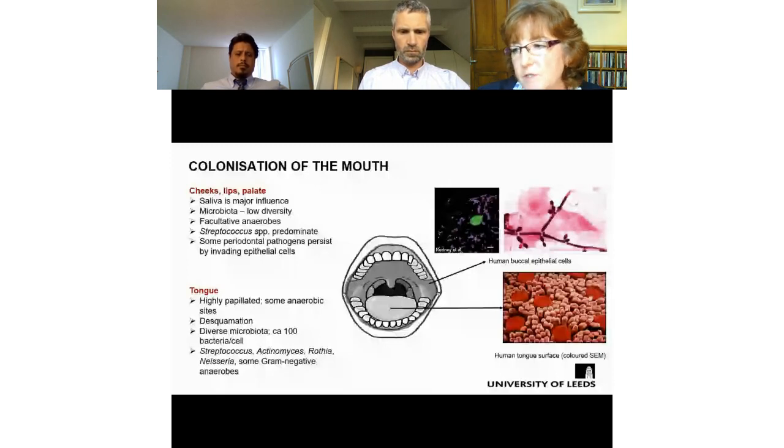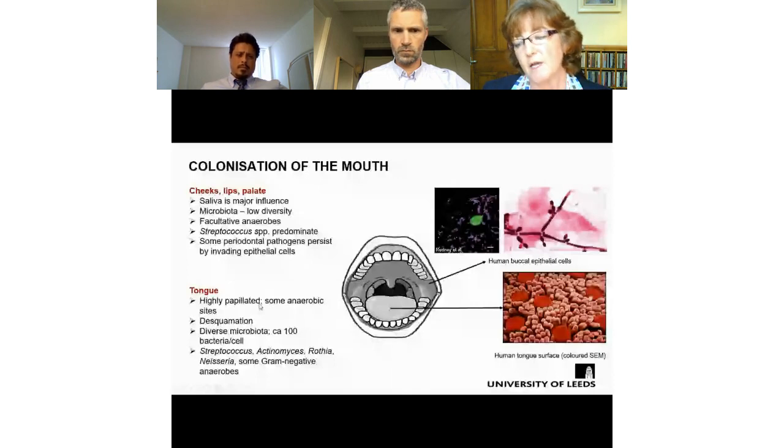The microbiota associated with a lot of mucosal surfaces are relatively low diversity and dominated by streptococci, but you can get some of the anaerobes that we associate with periodontal disease existing and persisting by becoming intracellular within epithelial cells, sometimes piggybacking on the back of other organisms to which they adhere.